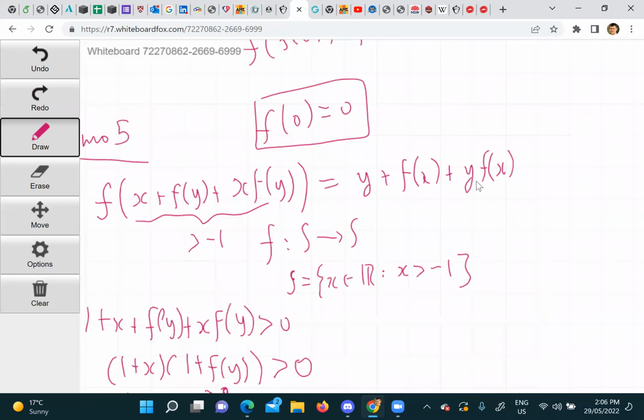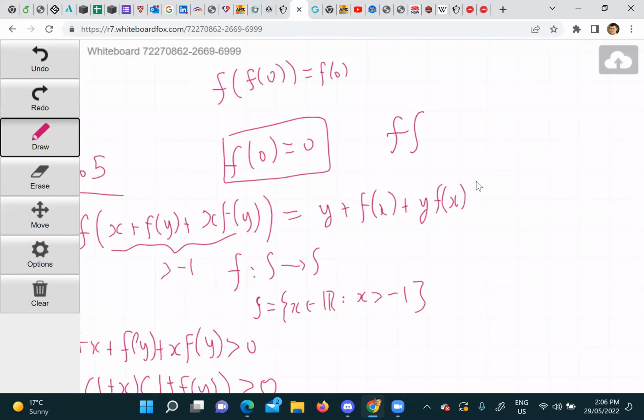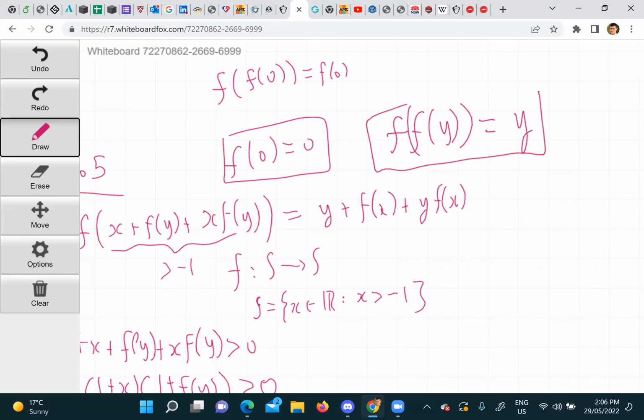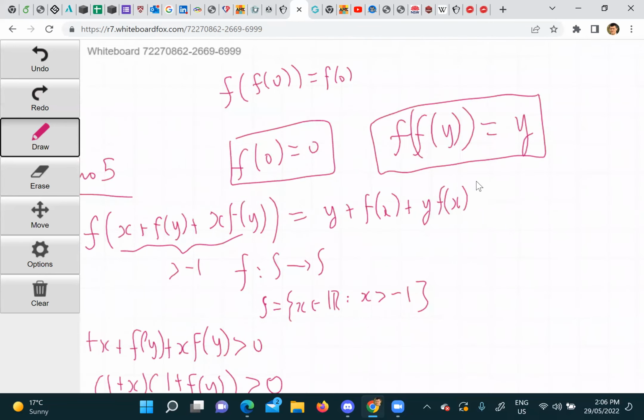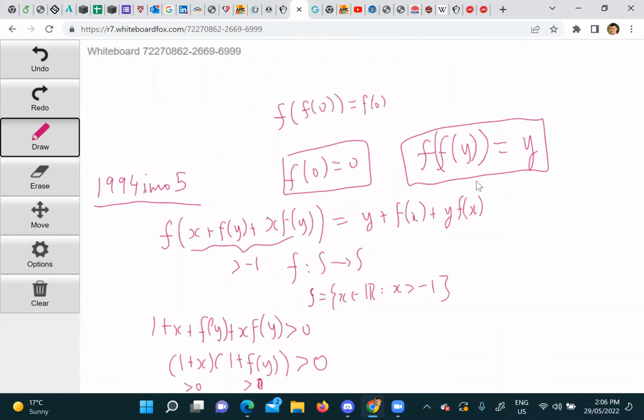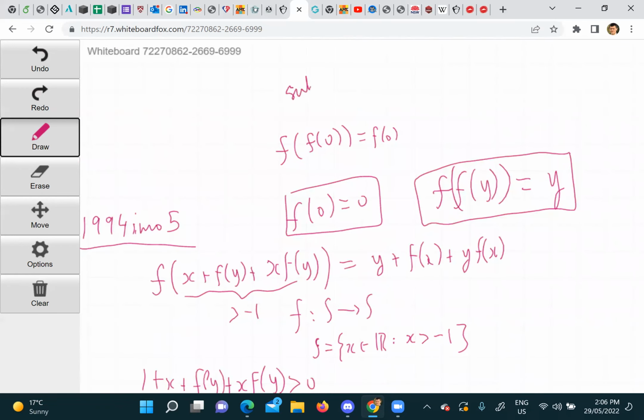And I think you also get that f of y is equal to y, right? So it's an involution. This kind of stuff you get from subbing in x equals 0, y equals 0, y equals f of 0. Okay.